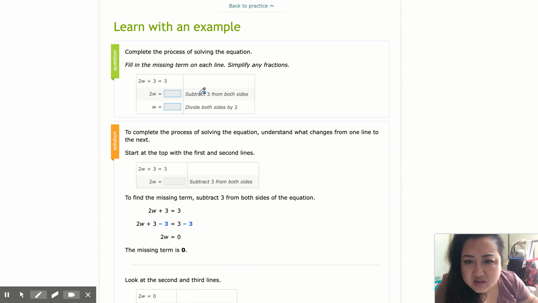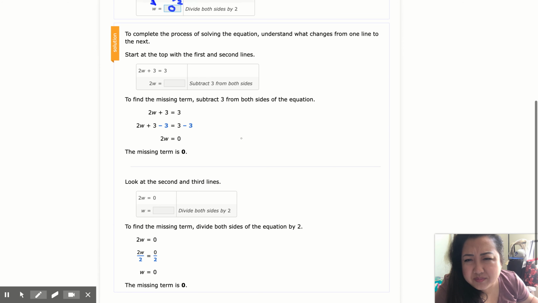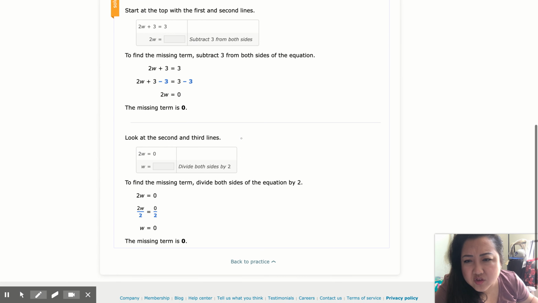It says they want us to subtract 3 from both sides. So if I subtract 3 on this side, this cancels out. If I do 3 minus 3, that equals 0, right? And then it says they want us to divide both sides by 2. If I divide this side by 2, the 2 will cancel, become w. If I divide 0 by 2, it just becomes 0. So the answer should be 0 at the end. So the solution should be 0.